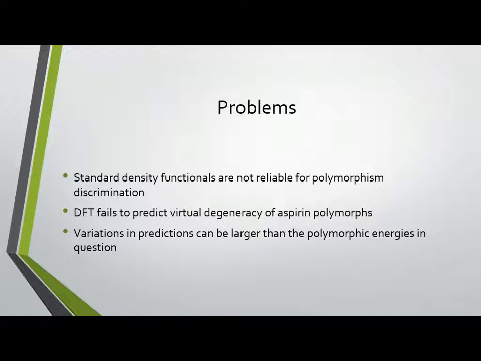Which leads me to this slide. Standard density functionals are not necessarily reliable for polymorphism discrimination. They're good at modeling when there's only one or two crystal structures, especially when there are significant energy differences between the two. But when there are very similar energy level crystal structures, it often has a hard time discriminating which one is the most favorable, and then you'll get different results from different functionals used. DFT often fails to predict the virtual degeneracy of aspirin polymorphism, as an example. So variations in predictions can be larger than the polymorphic energies involved in the question. Which is bad. Very bad.